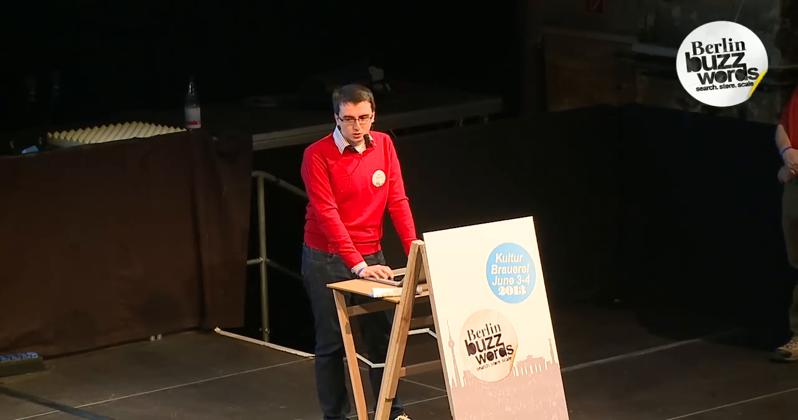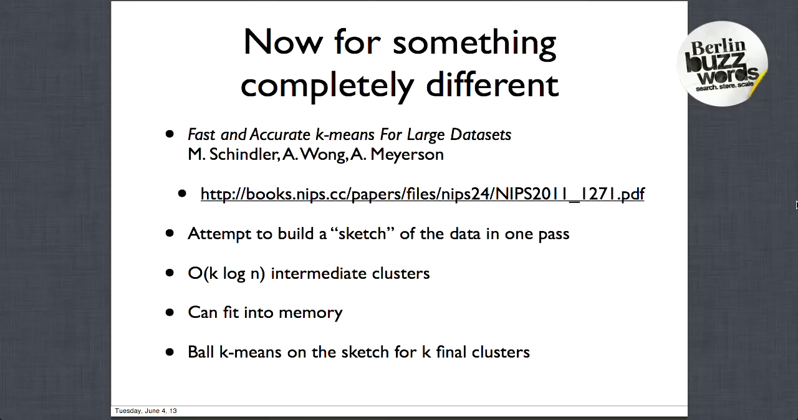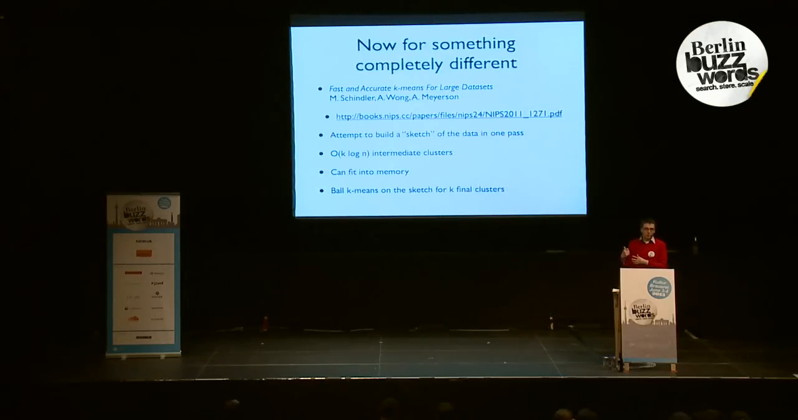And this totally different approach is not that totally different, it turns out. So if you went to the keynote, you already know what it is. It's basically just make large data into small data. So this is based on an idea in that paper. There are multiple papers about this, but this is the one we actually use in the implementation: fast and accurate k-means for large data sets.